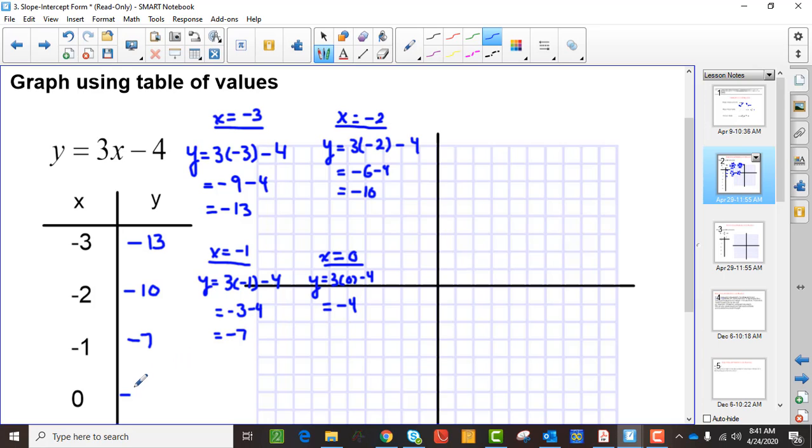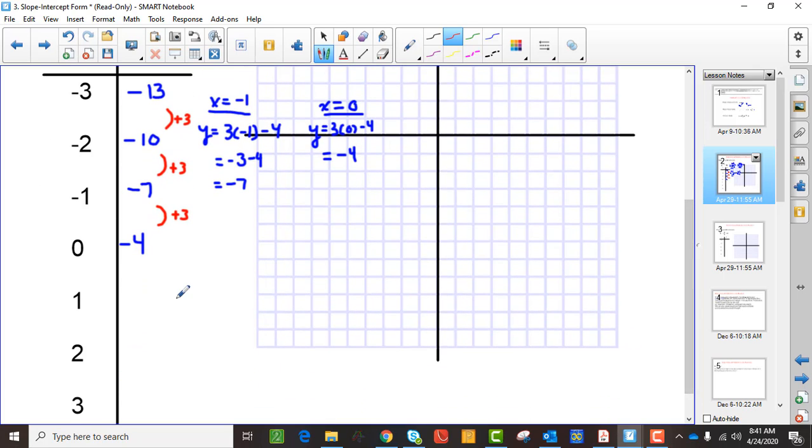And you'll notice, hopefully now, that there's a pattern. The pattern is that everything is just jumping by 3. We're adding 3 here, then adding 3 here, then adding 3 here, and so we're going to continue to do that. For these ones, instead of plugging them into the equation, I'm just going to keep this process alive. I'm going to add 3, and I'll have minus 1. I'm going to add 3 again, and I'll have 2, and add 3 again, and I'll have 5. Then what we do with this is we plot those points.